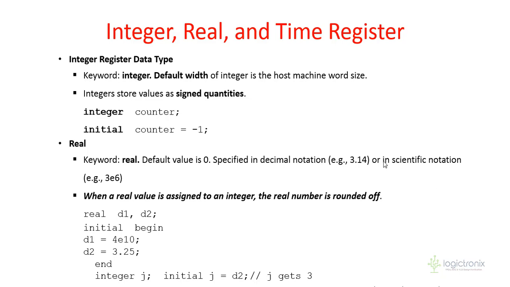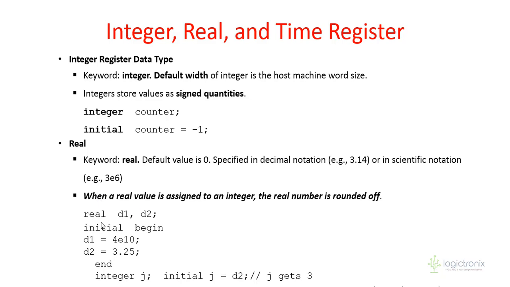A real value also can allow the use of scientific notation like 3e6. So this is 3 times 10 to the power 6. So this type of notation can also be utilized.